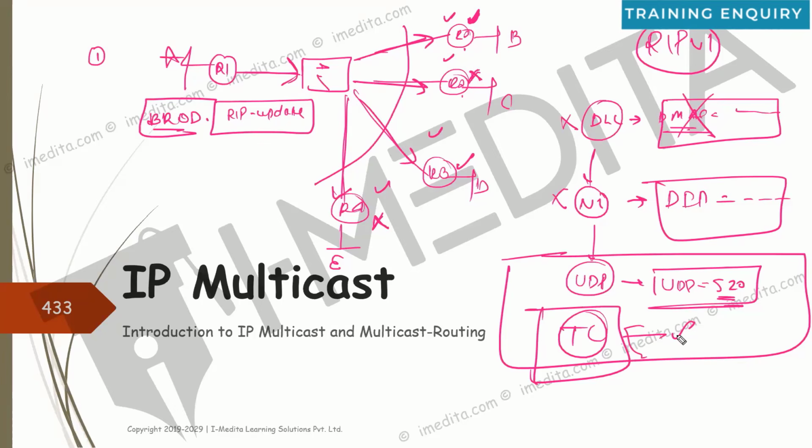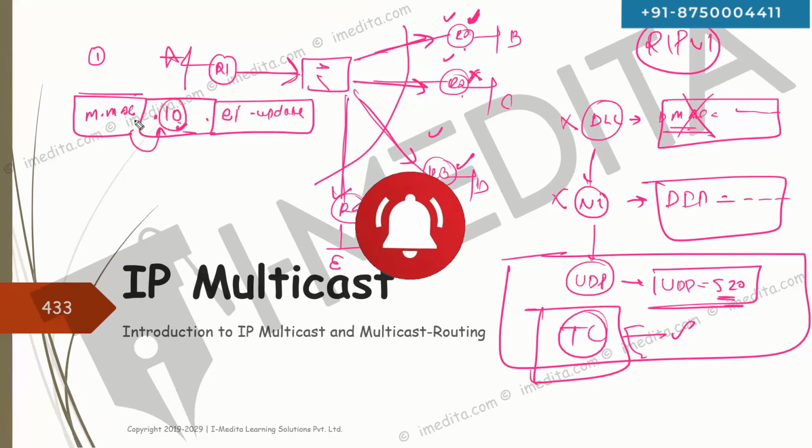In contrast to this, if we were running a protocol such as EIGRP, or OSPF, or RIP version 2, EIGRP update messages are not broadcasted, they are multicasted on the multicast address 224.0.0.10. So the destination IP is not a broadcast IP, it is a multicast IP. And the destination MAC address is also going to be a multicast MAC address derived with the help of this multicast IP.